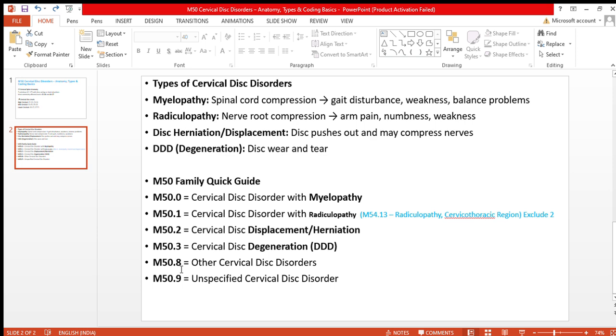Next is M50.8 for other cervical disc disorder, and if it is an unspecified cervical disc disorder, at that time we code M50.9. One important coding tip here: if the patient has a disc disorder at more than one region, code the highest level of each region.